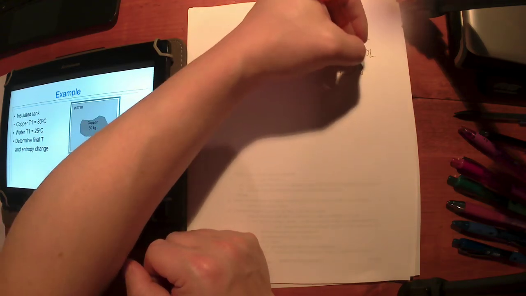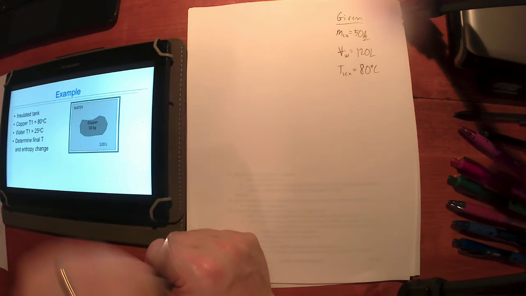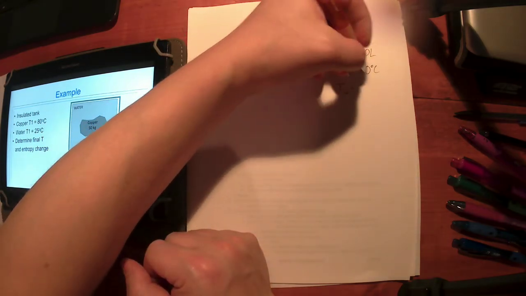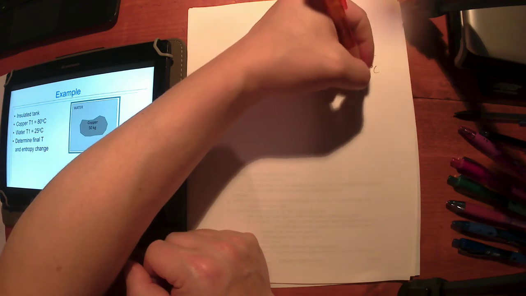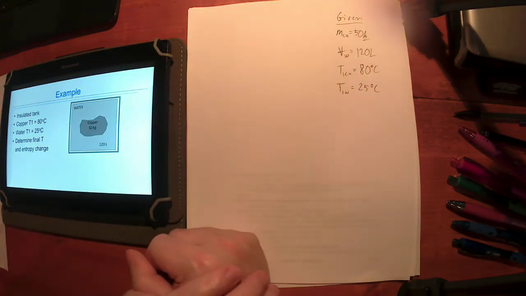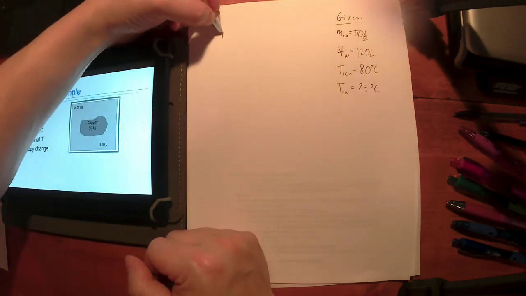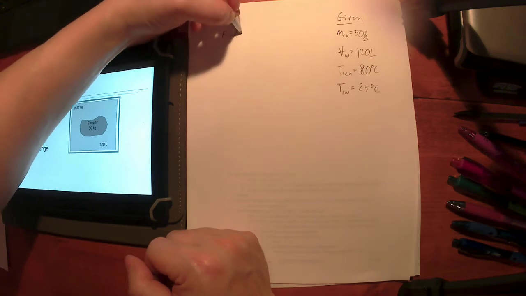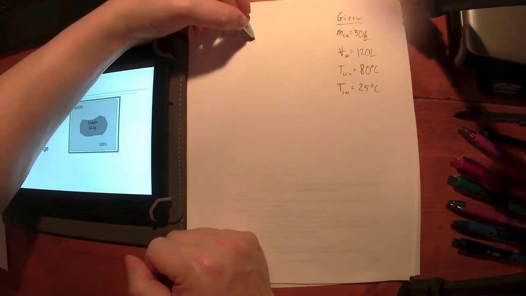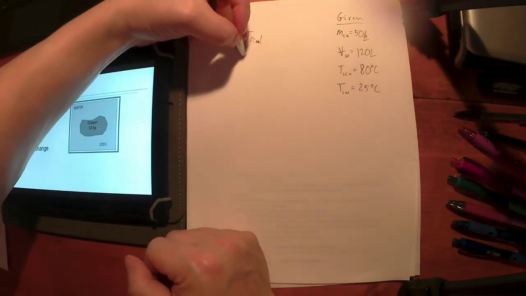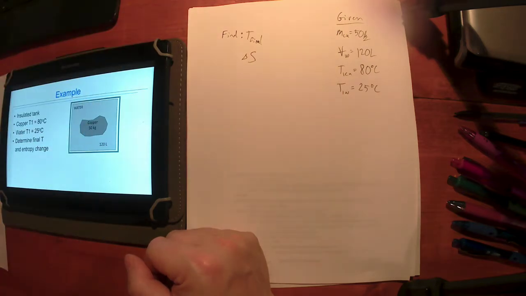They've told me that there's an initial temperature of the copper. The copper is pretty warm. It's coming in at about 80 degrees C. We're putting it in this water to cool down, T1 of the water being 25 degrees C. They want us to find the final temperature, and they want us to find the entropy change.